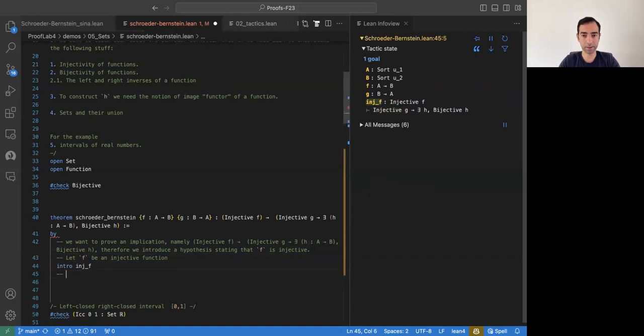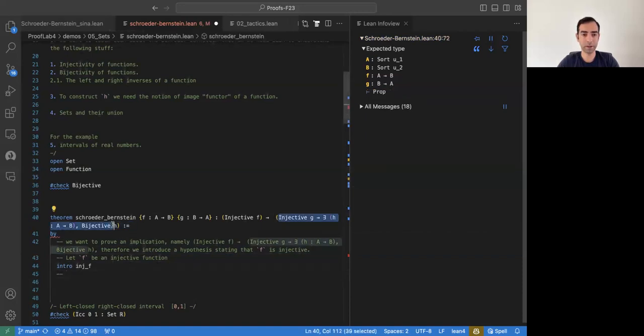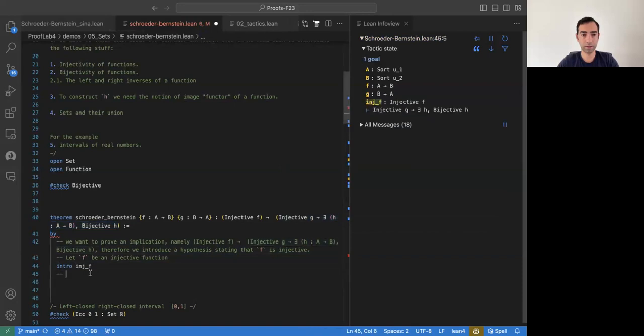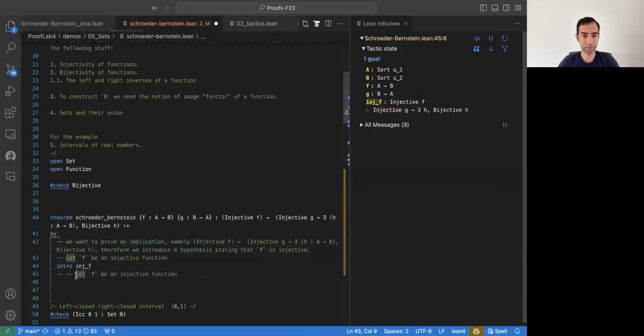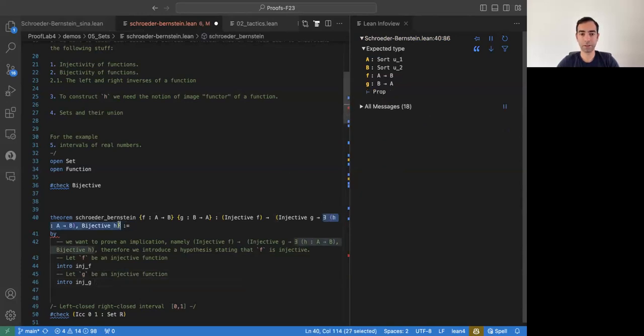And we have another hypothesis, which is now, our goal is this inner implication, right? So the goal is if g is injective, then something else. So then now I'm saying that let g be an injective function. So again, I use intro. And now my goal, it's the final conclusion, which is there exists a function from A to B, which is bijective, right?